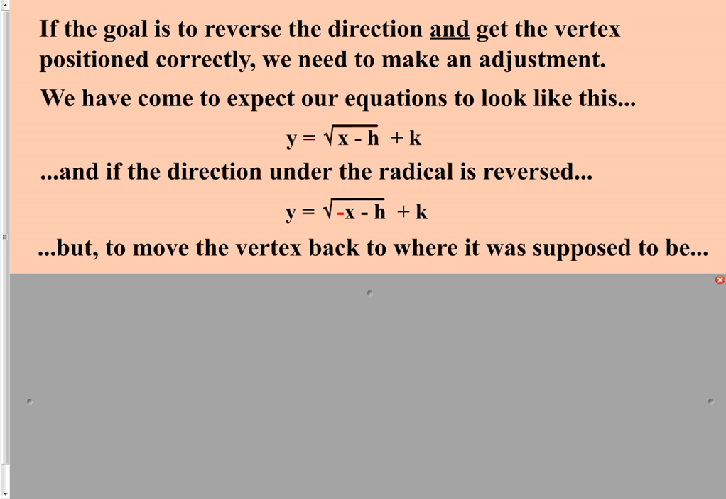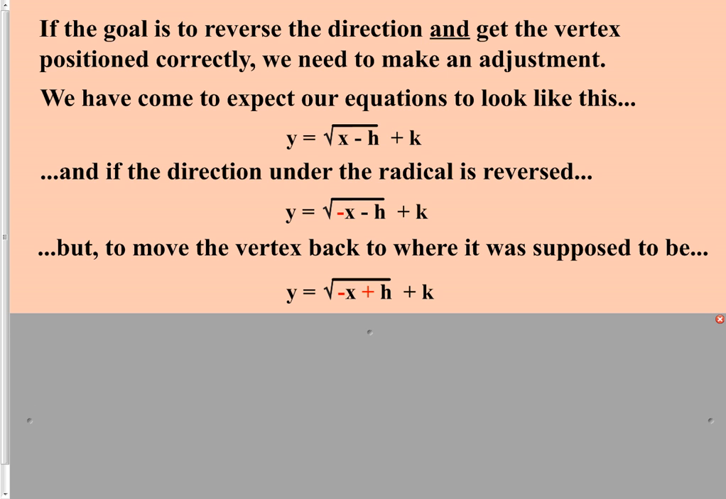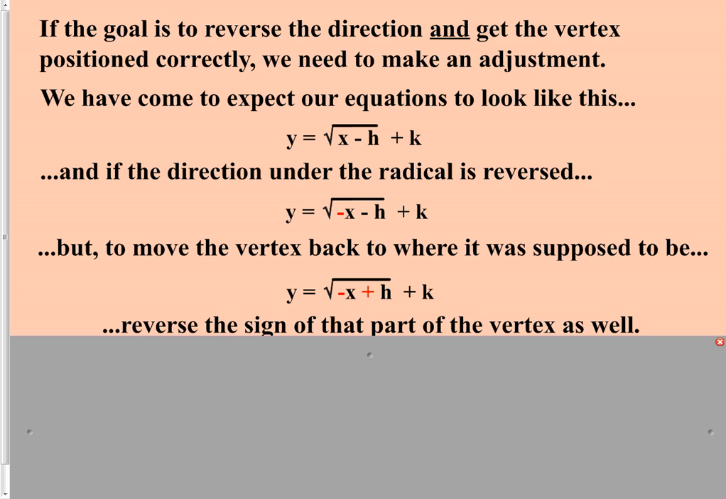So we're going to need to move the vertex back to where it was supposed to have been. By doing that, we are going to have to change the sign of h. The value h is going to change its sign because of the reversal of the direction of the x-axis. So in summary, you have to reverse the sign of that part of the vertex as well.